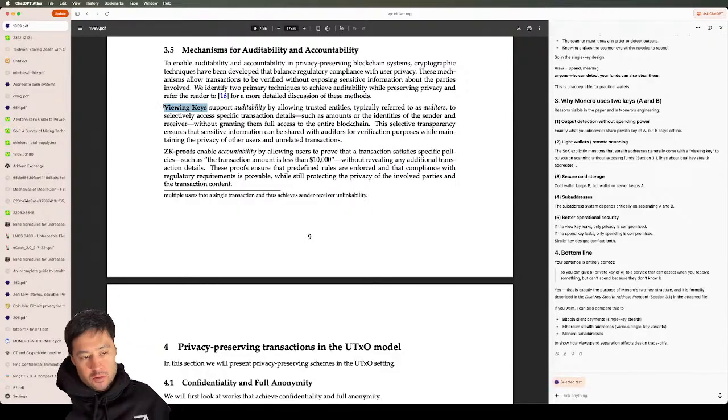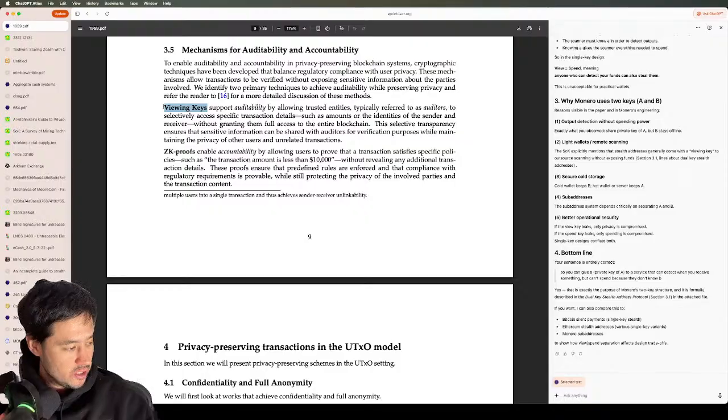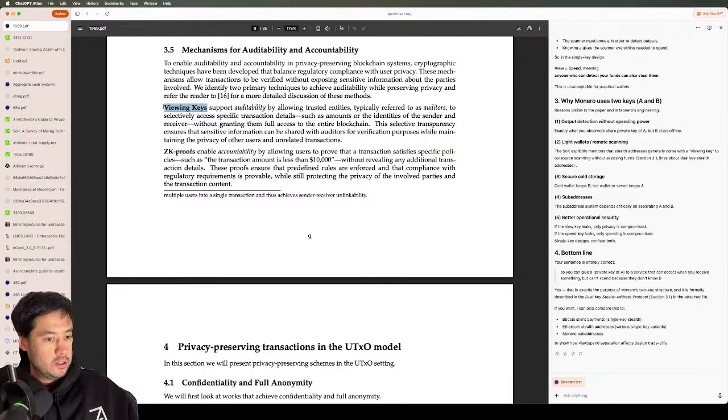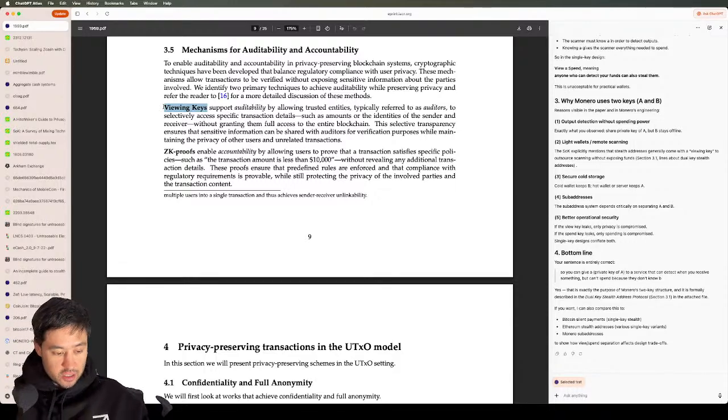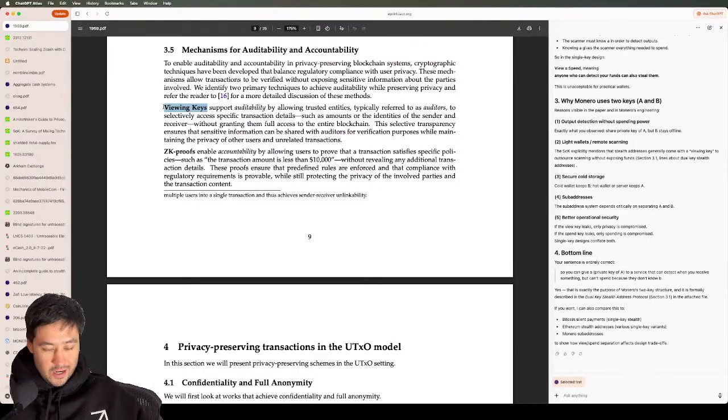Are viewing keys always for that? I feel like sometimes viewing keys are more for detecting transactions in these privacy blockchains, where you need to detect transactions and you can't just check an account. So I guess these are UTXO based privacy coins. Having a viewing key is useful, but not for auditability.